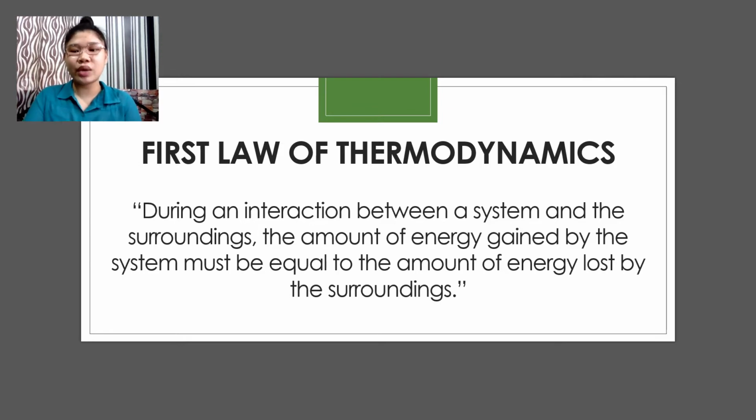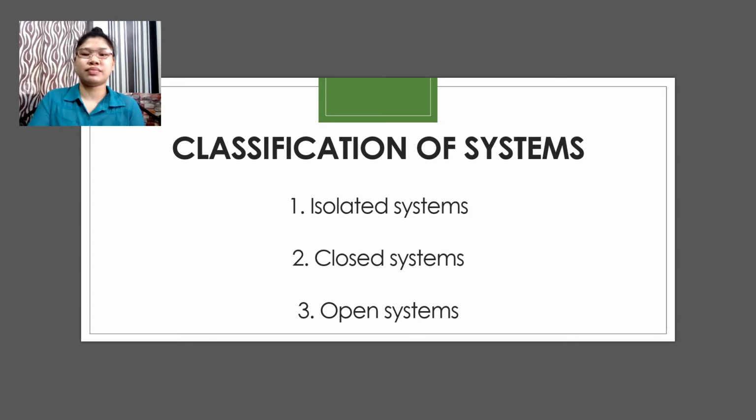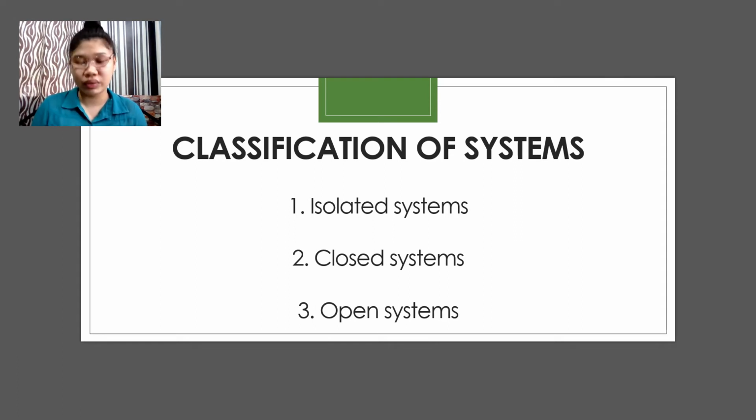So next slide, I will be discussing the different kinds of systems. So, classification of systems. First, we have three. First, we have the isolated system. This system does not exchange energy with the surroundings. Again, that's why it is termed as isolated.